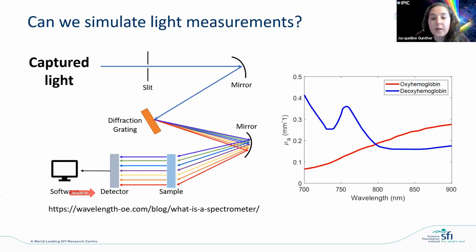So for example, here on the right-hand side, I have this graph where we have wavelengths as our x-axis and something called absorption coefficient as our y-axis. And what you can see here is oxy and deoxyhemoglobin spectra. What we notice is that the two different chromophores actually react differently depending on wavelength. So this is one important piece of information to know moving forward in order to simulate light measurements, because the first thing that we need to know is how the light interacts with the sample, and this is dependent on wavelength.